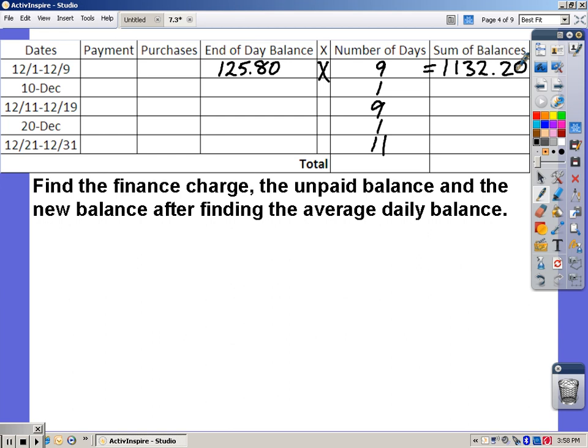Okay, now on December the 10th, remember, I told you that she made a purchase. Okay, she made a purchase for $25.85. That goes under purchases. Anytime you have a purchase, folks, it means to add. Payments means subtract. Okay, so the balance at the end of my day, we need to add $25.85 to it. So go ahead and add $25.85 to $125.80. You come up with $151.65.